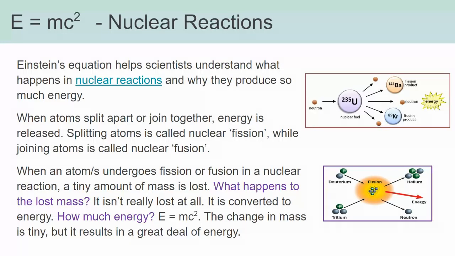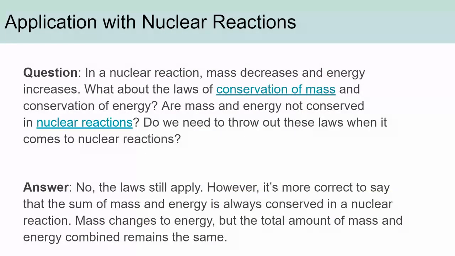When an atom undergoes fission or fusion in a nuclear reaction, a tiny amount of matter is lost. So what happens to the lost mass? Well, in fact, it isn't actually lost at all. It is converted to energy. And so then we ask the question, how much energy? And that's what E equals mc squared explains. The change in mass is tiny, but it results in a great deal of energy. So in a nuclear reaction, mass decreases and energy increases.